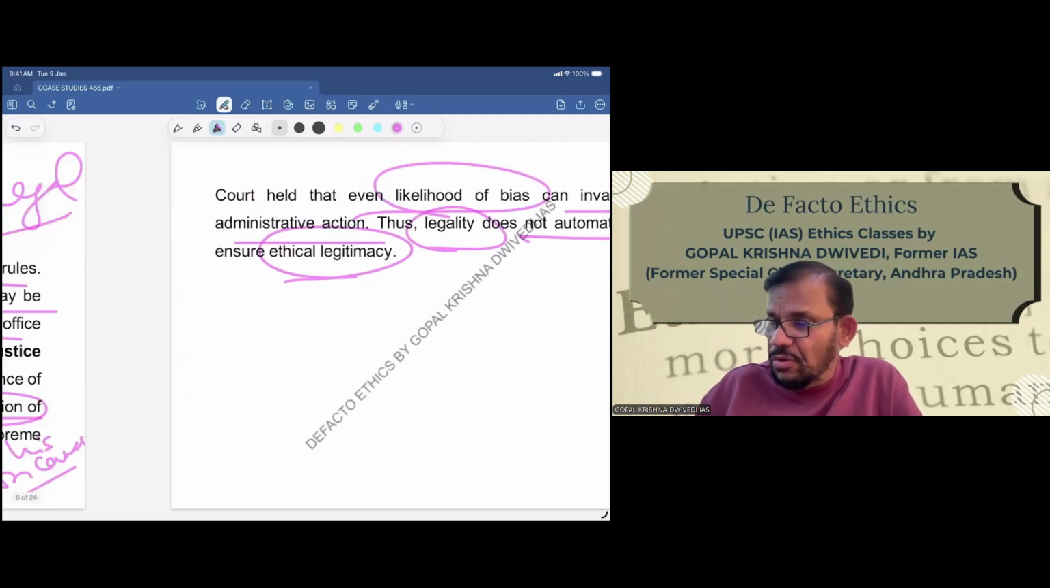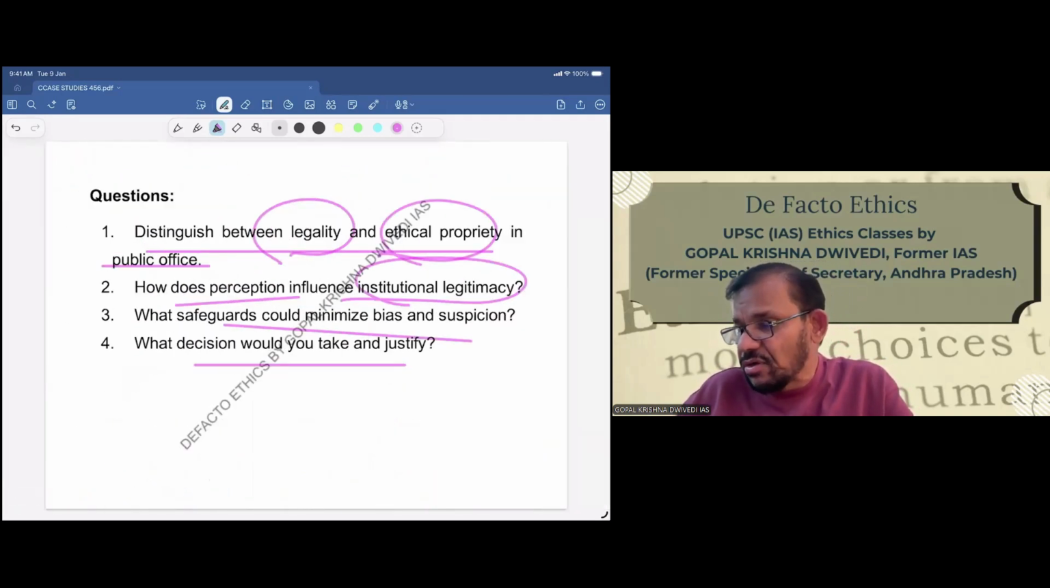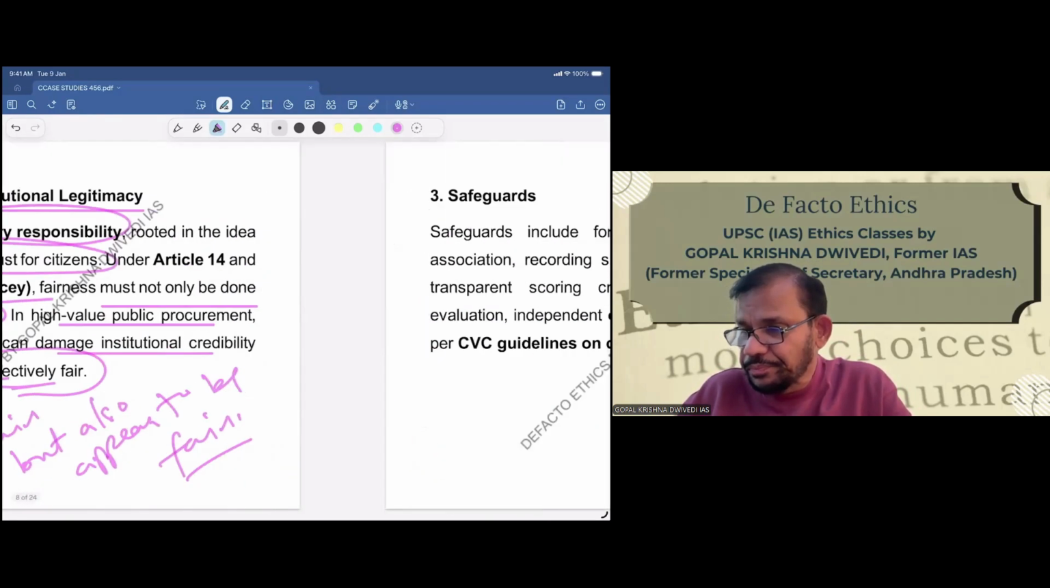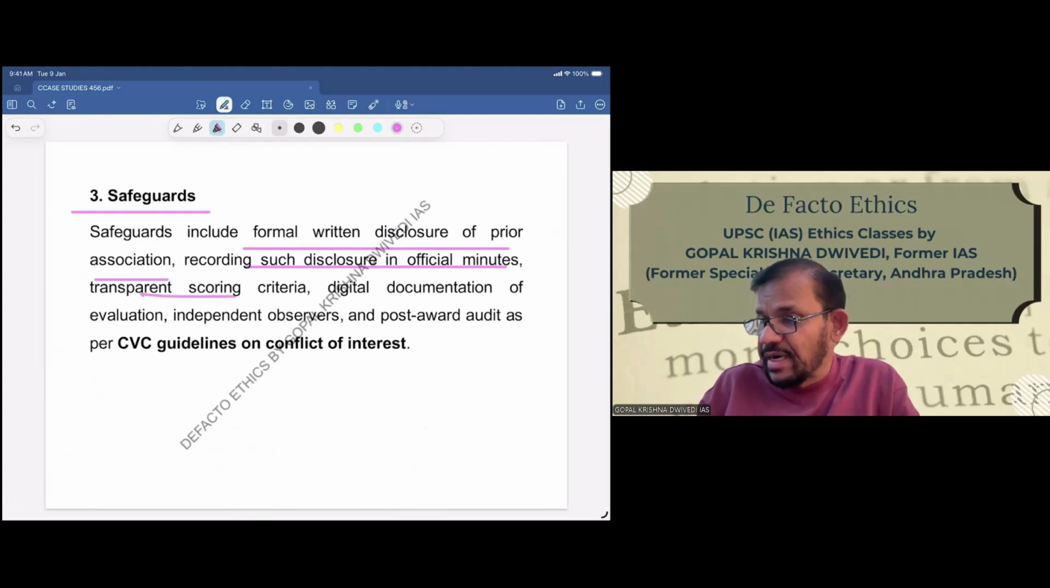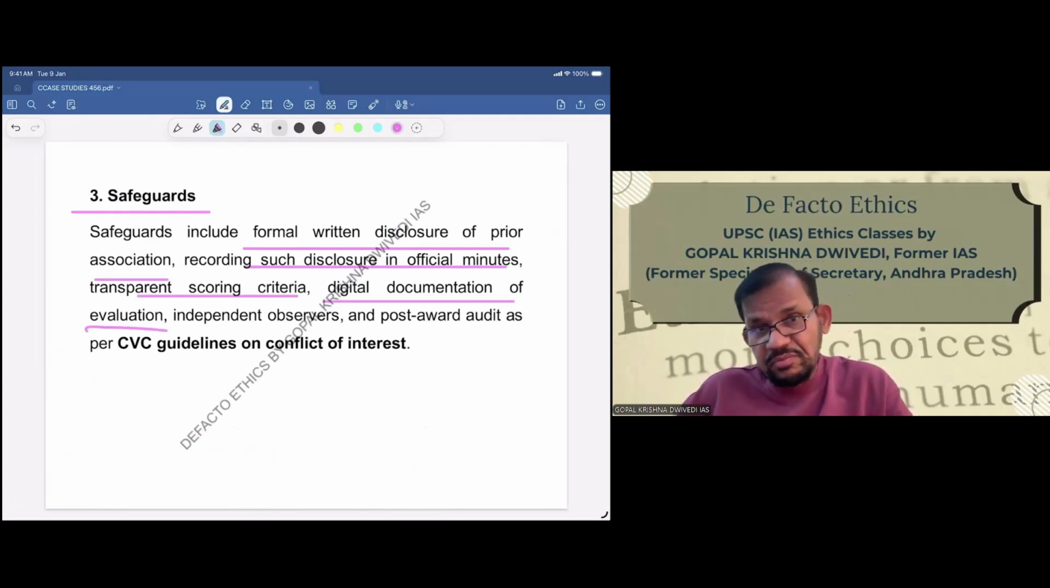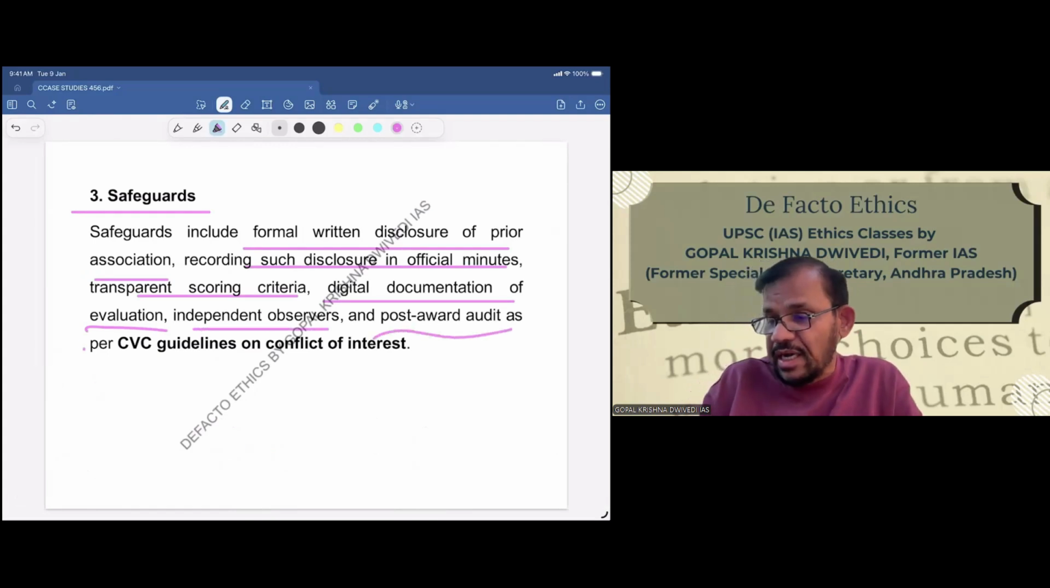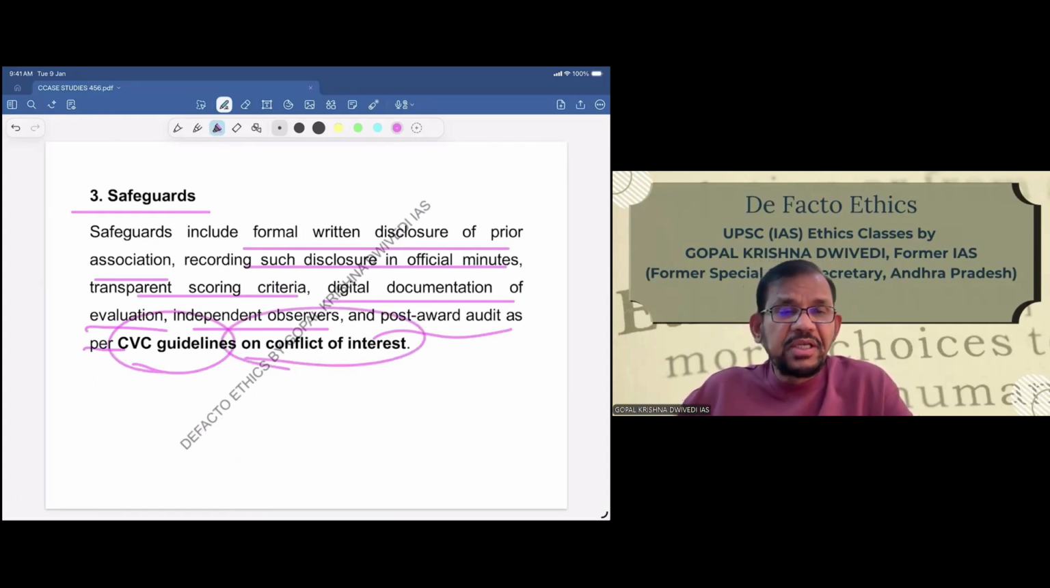Now we'll go to the third question. If we see, what safeguards could minimize bias and suspicion? So let us see what safeguards I have proposed. Safeguards include formal written disclosure of prior association, recording such disclosure in official minutes, transparent scoring criteria of different bidders, digital documentation of evaluation, maybe video recording should be done, independent observers should be there, and post-award audit as per CVC guidelines on conflict of interest also can be ensured. So these are the safeguards.